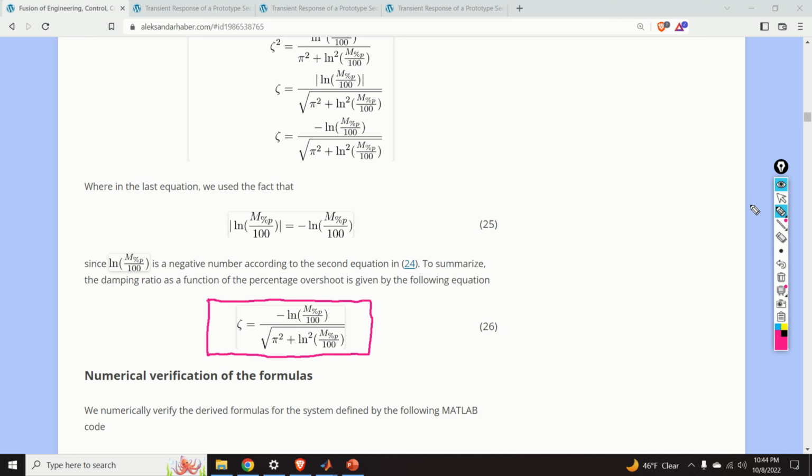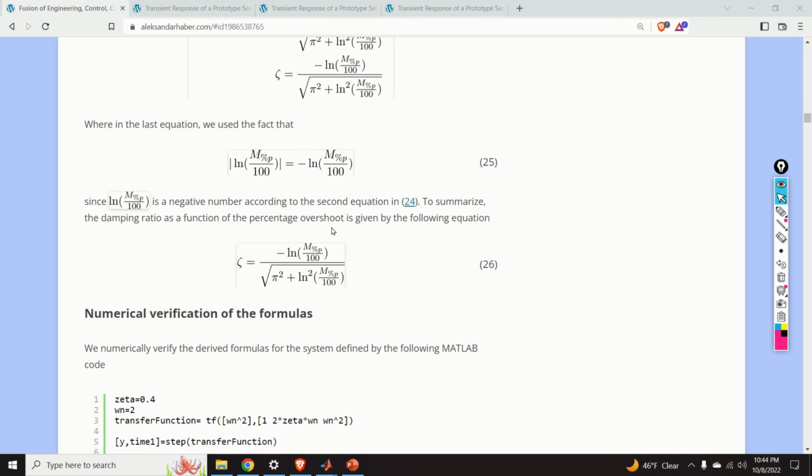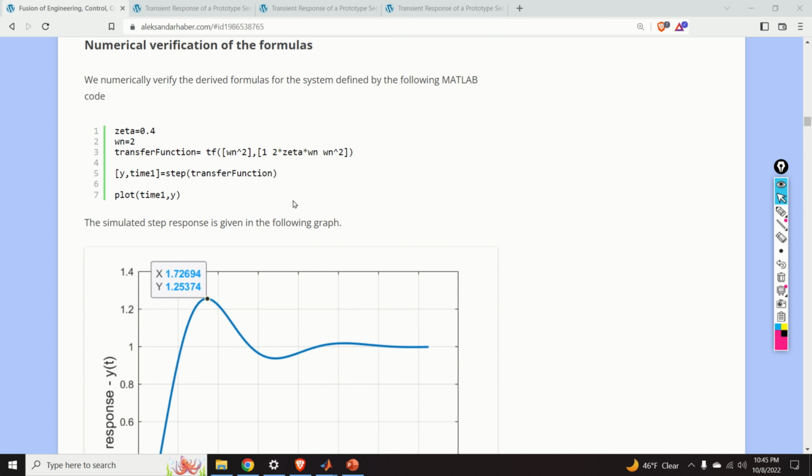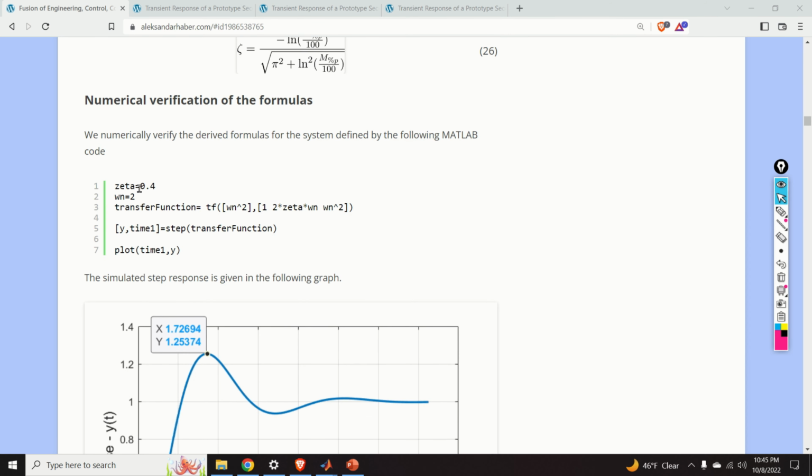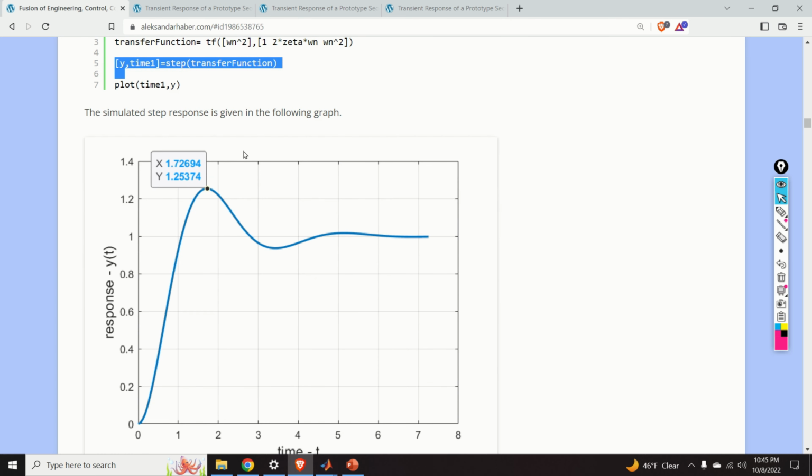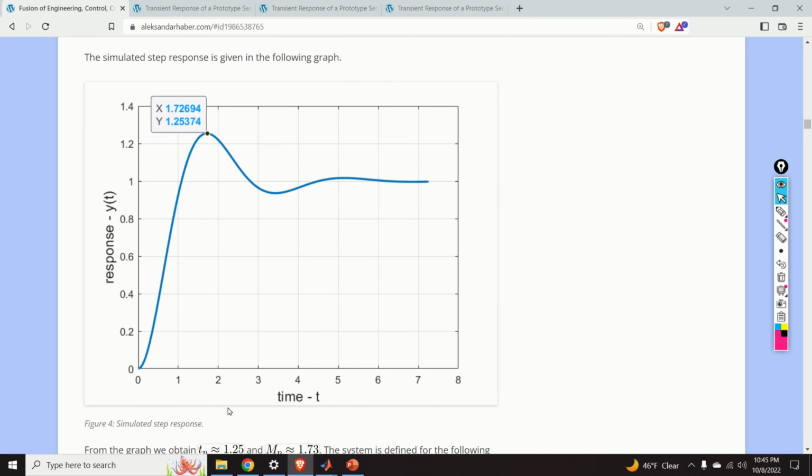Okay, so let us now numerically investigate the accuracy of these formulas. So what do we do over here? We define a prototype second order system with zeta equal to 0.4 and with omega n equal to 2. Then in MATLAB we define the transfer function and we compute the step response of the transfer function, and the step response is given by this graph over here. In this graph over here we can approximately find the peak time, that's denoted by x, and the maximum value that's given by the value of y.